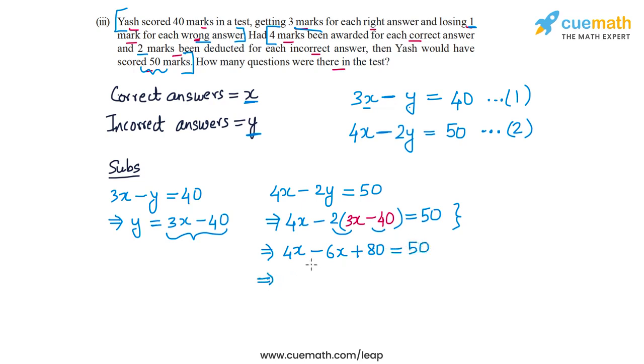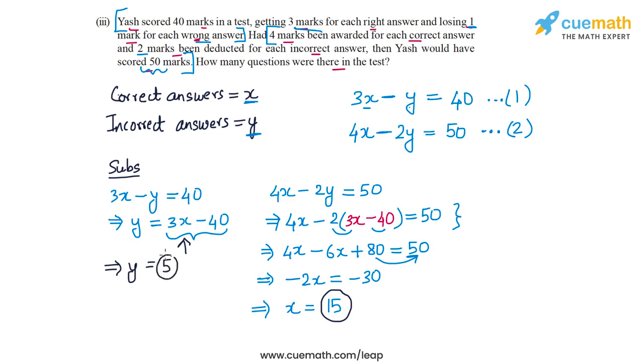And from here we get 4x minus 6x or minus 2x, and 80 I can take to the right side, subtract it from 50, I get minus 30. So minus 2x is equal to minus 30, or x is equal to 15. So we get the value of x as 15, and if we substitute this value of x into this expression for y, we will get y is equal to 3x minus 40. 3x is 45, so 45 minus 40 is 5. So y is equal to 5.